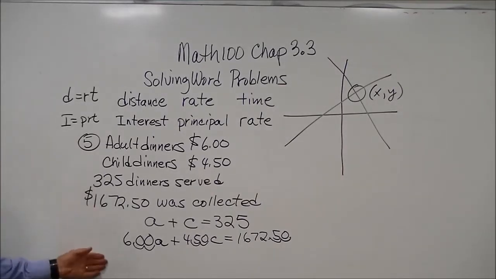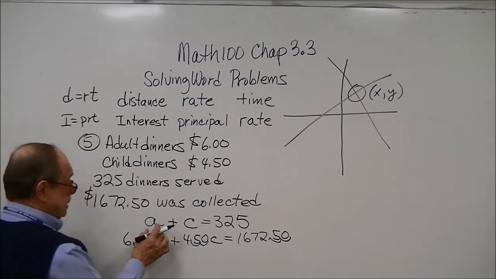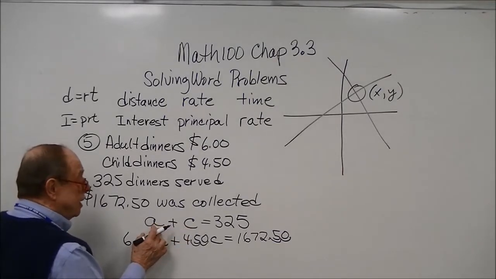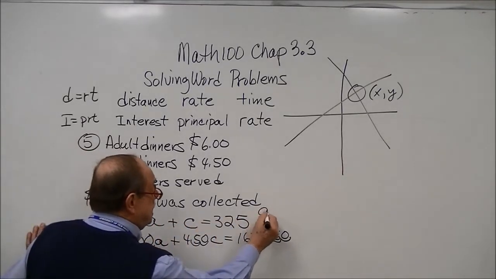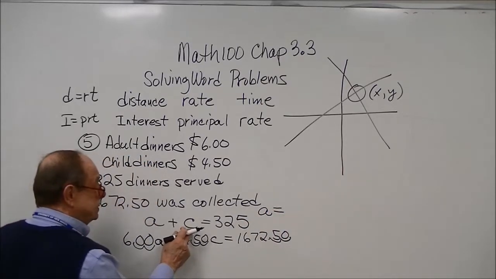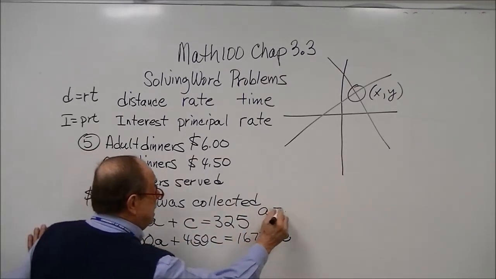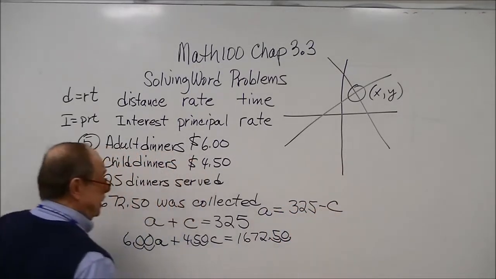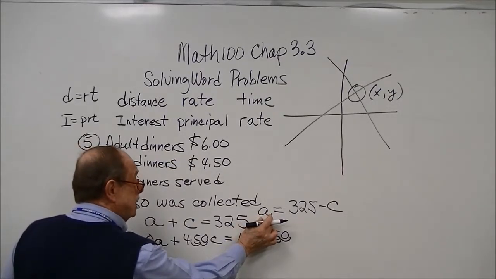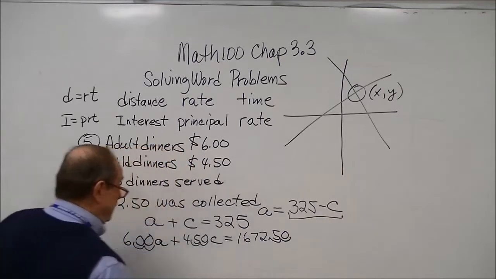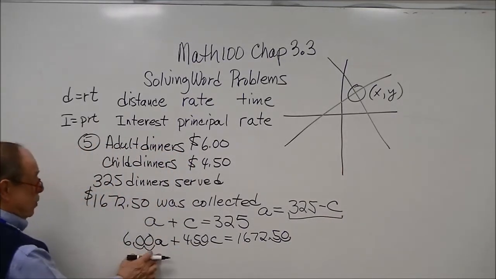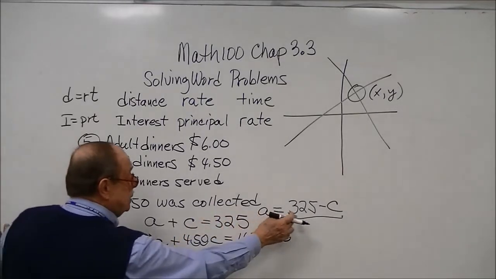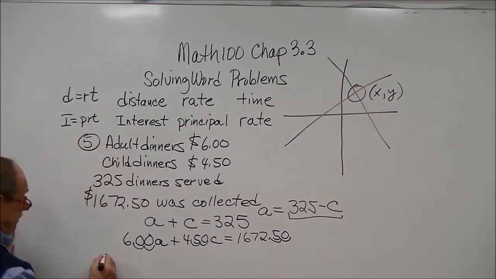Now, when you get big numbers like this, you might wonder, well, how in the world will I solve this? Well, notice here we have an A and we have a C. So we can solve for the letter A. And that simply becomes A equals, we're going to transpose the C to the other side, and it becomes 325 minus C. So we now have an A that's in terms of C. So we go to our second equation, and where there's an A, we put in our C. And it will look like this.